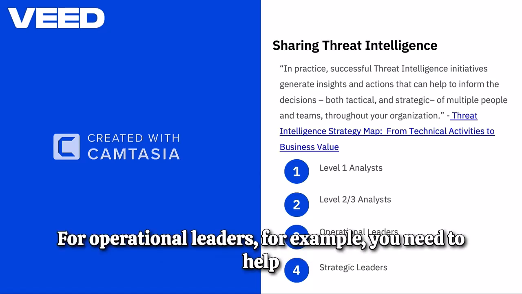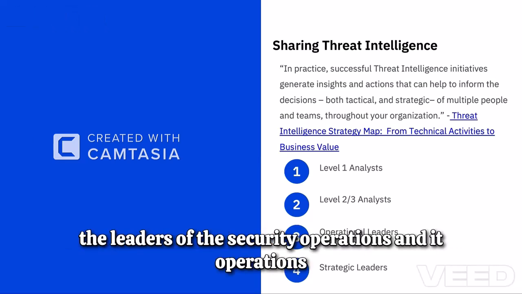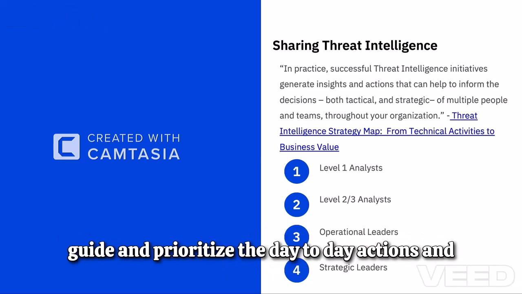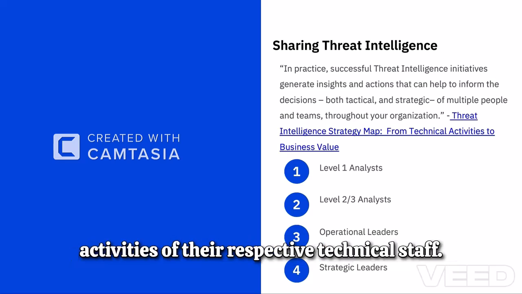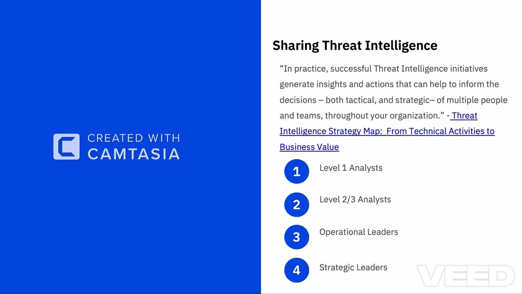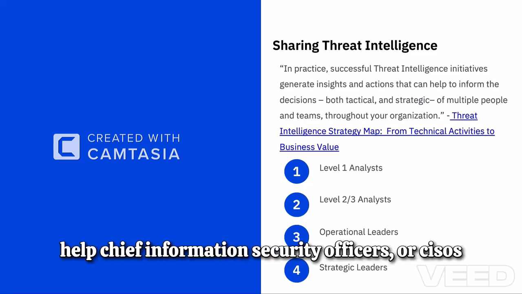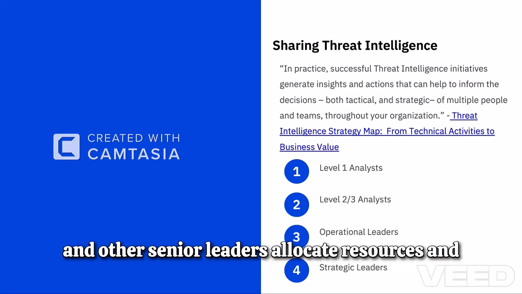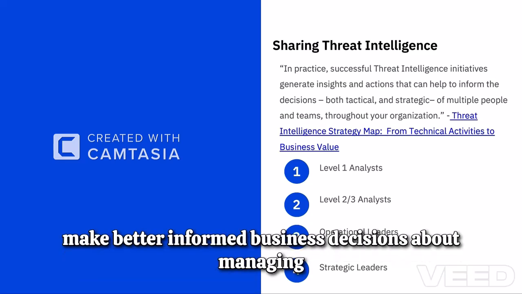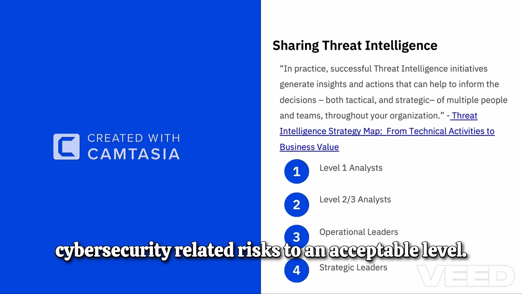For operational leaders, for example, you need to help the leaders of the security operations and IT operations guide and prioritize the day-to-day actions and activities of their respective technical staff. Finally, for strategic leaders, you need to help Chief Information Security Officers, or CISOs, and other senior leaders allocate resources and make better informed business decisions about managing cybersecurity-related risks to an acceptable level.